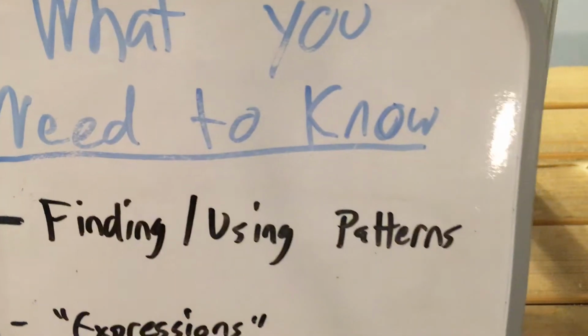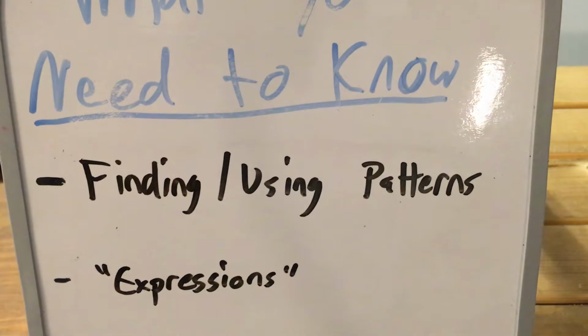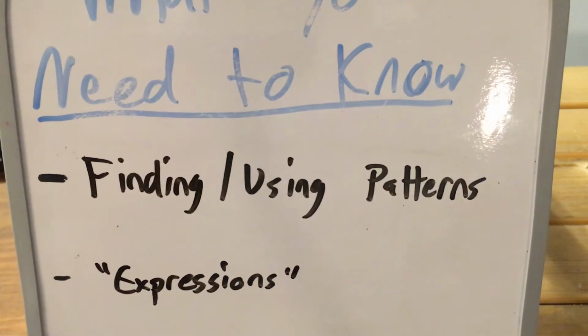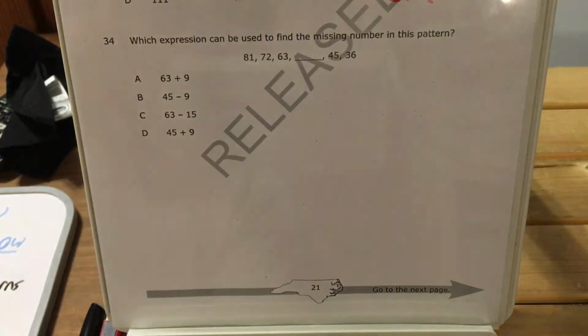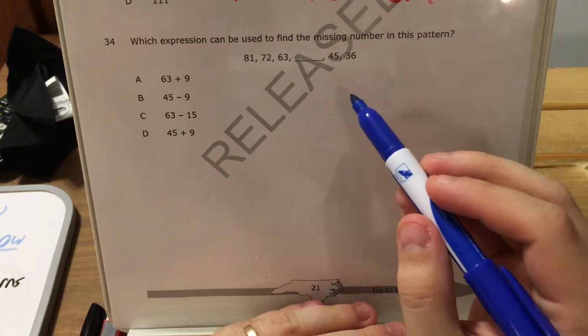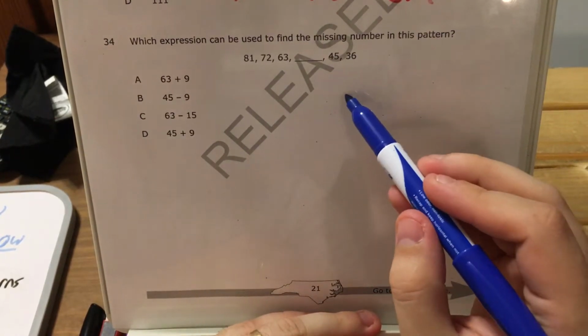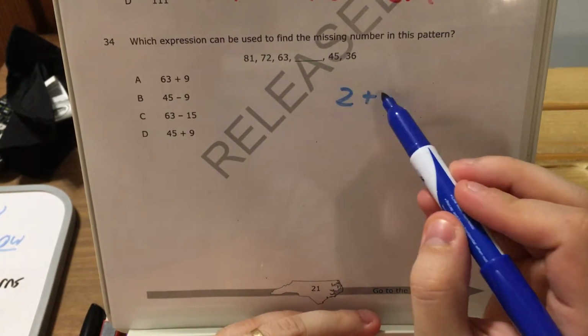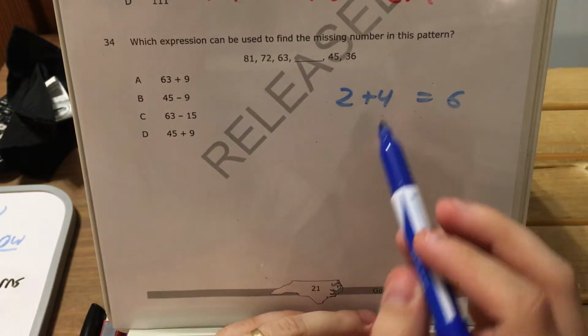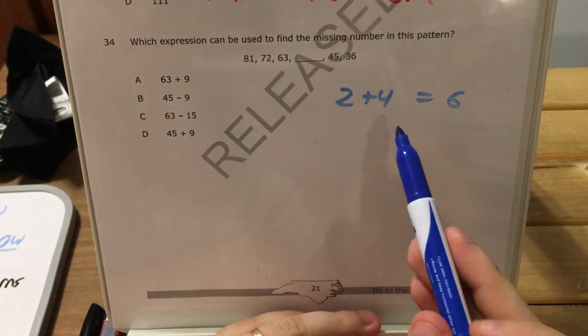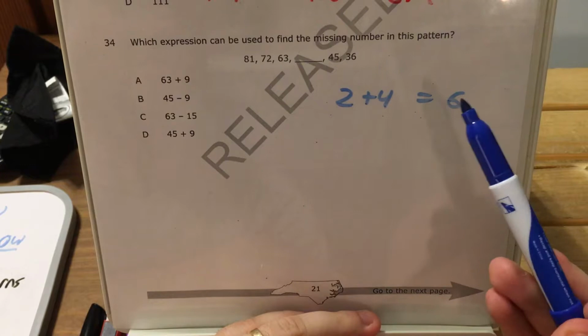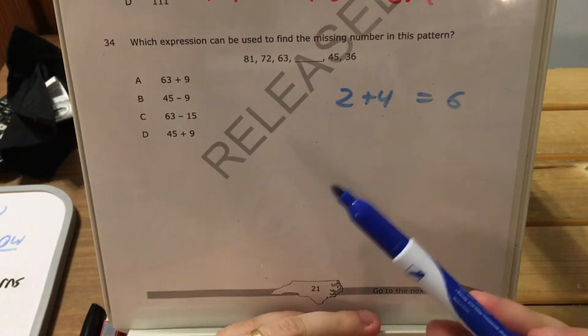So to do well on a question like this, you're going to need to know how to find and use patterns and also what expressions are and how we use them. So we'll start with expressions. The idea of an expression is that it's another way of writing a number. So if I wanted to say 2 plus 4 and 6, these are both expressions. They happen to mean the same thing, we just use different numbers to say them.